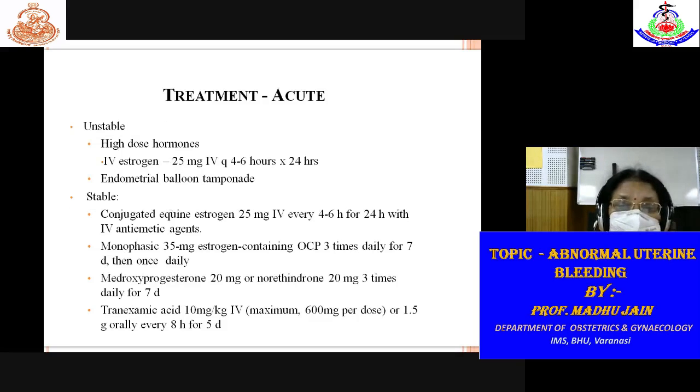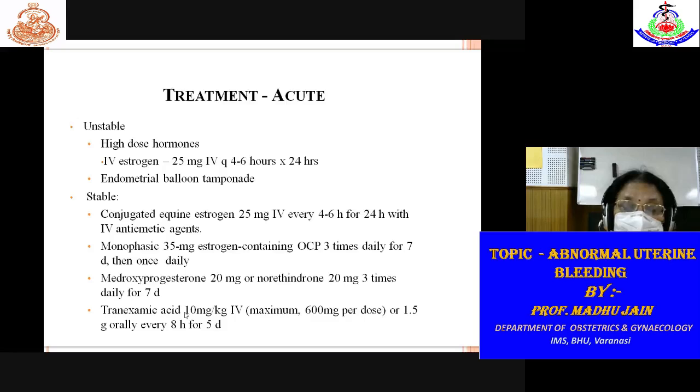If the patient is having very acute bleeding, then you can give estrogen 25 milligram IV, which is not available in our country. Monophasic estrogen, that is an OCP, 3 times for 7 days. Then change it to daily for 21 days when there is a stoppage of the bleeding. Medroxyprogesterone 20 milligram TDS for 7 days.